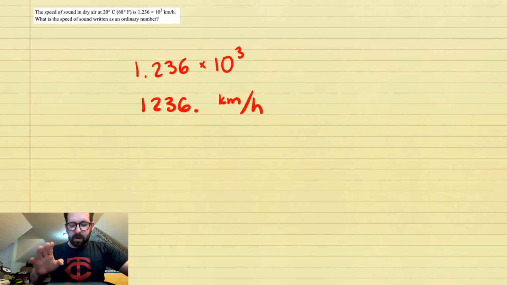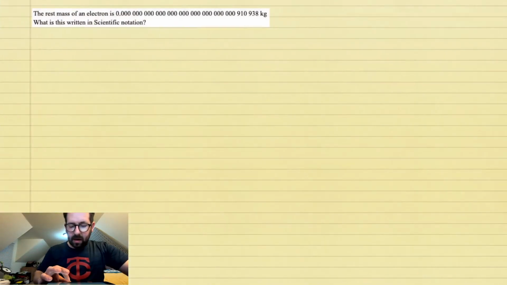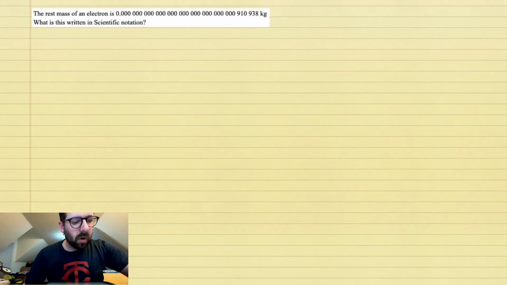Let's go into the next problem here. What do we have? Problem number 7 out of 10. Okay, so we have something very small. This is the resting mass of an electron. So, very, very tiny. I'm not going to attempt to say what that number would be. I'm just going to move my decimals.